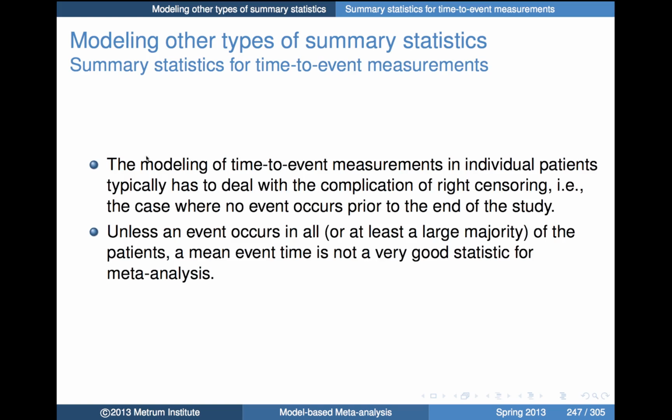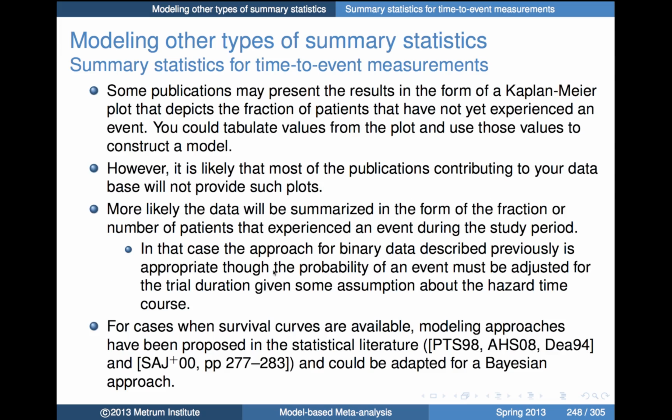So let's see, what did I actually write here? So the modeling of time to event measures has to deal with right censoring. And unless an event occurs in all or at least a very large majority of the patients, a mean event time is not a very good statistic for meta-analysis in this particular context. So what do we do? I'm actually going to punt on some of that to Jonathan, who will be following up on this next week.